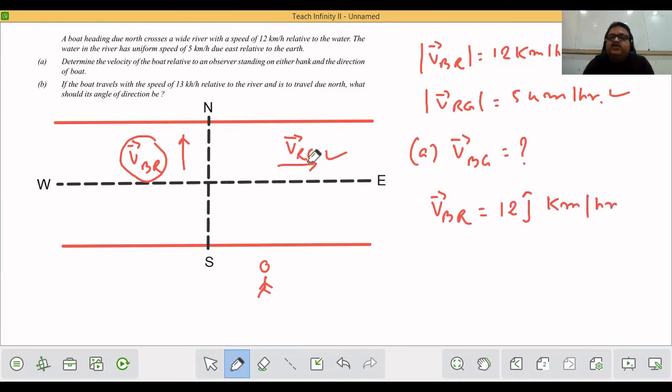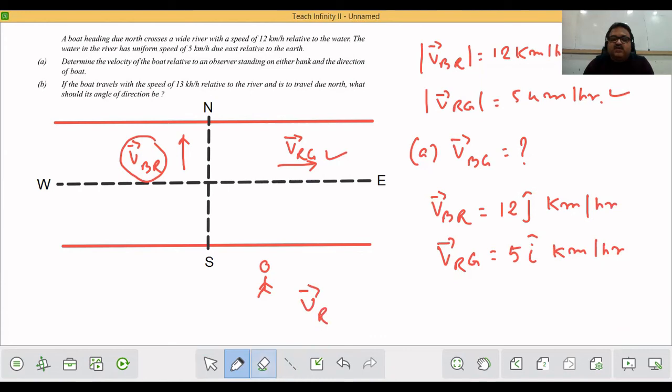Number 2, velocity of the river with respect to the ground. What is the velocity of the river with respect to the ground? It is equal to 5. Look at this. It is along east, positive x-axis, I cap kilometer per hour. Okay. Now, what we need to find out? Velocity of the boat with respect to the ground.